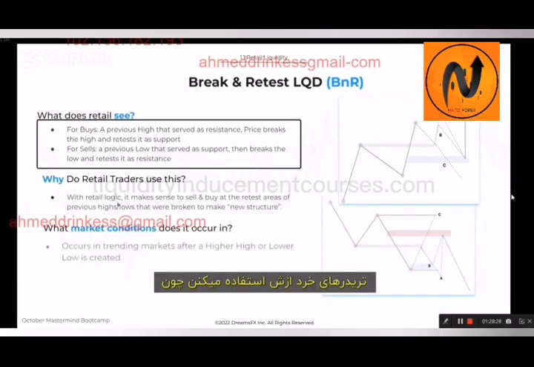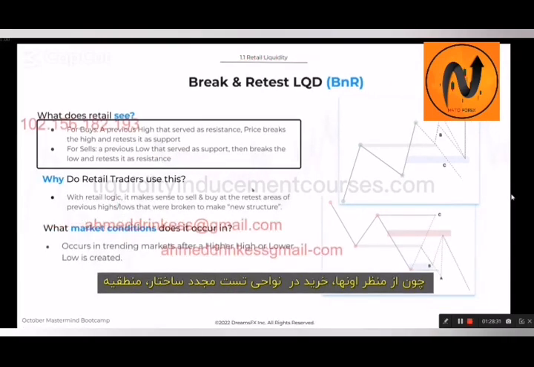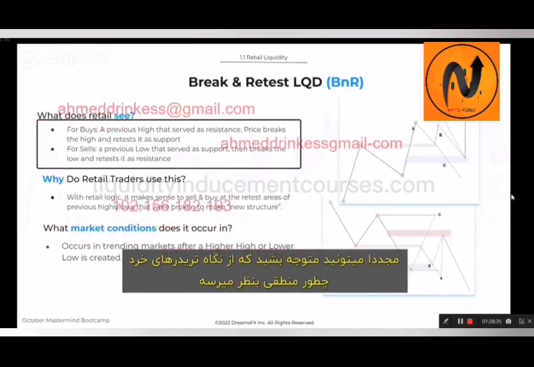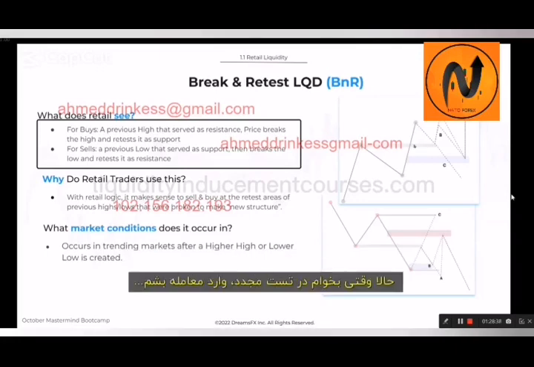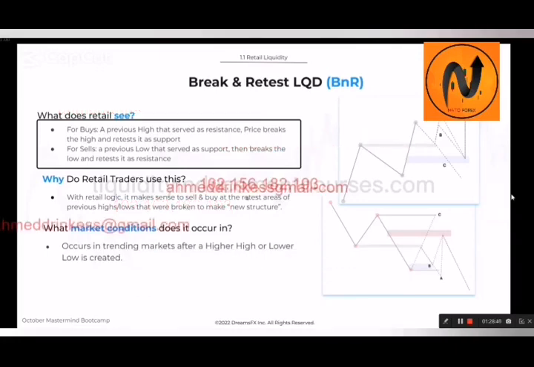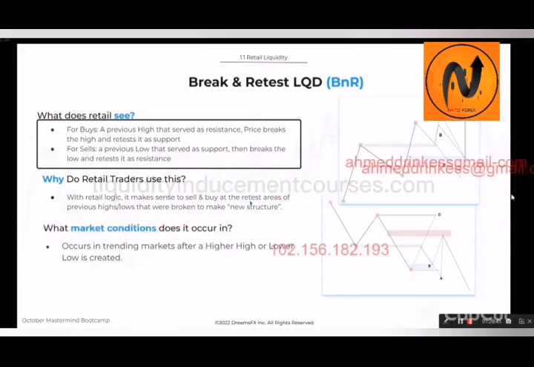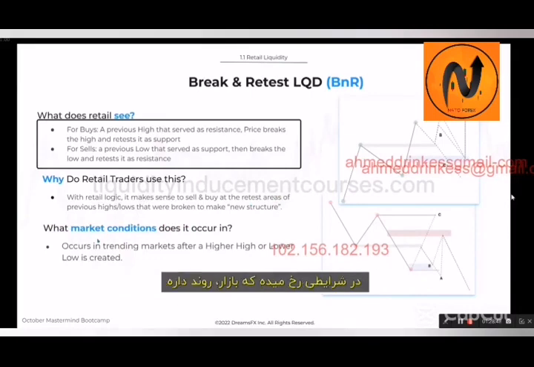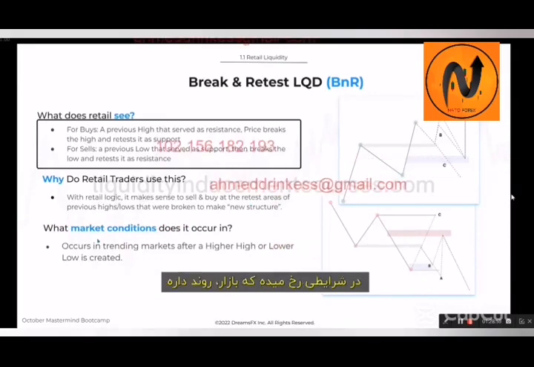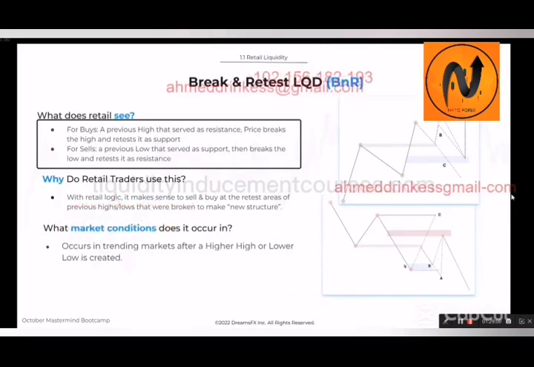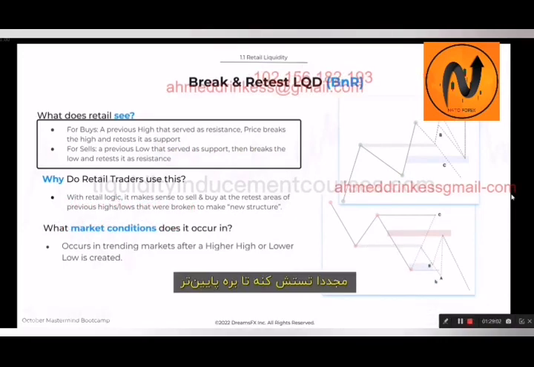Retail traders use it because with retail logic, it makes sense to buy at the retest areas of structure. Again, you can understand how it makes sense from a retail perspective. Oop, it was tested once. I'm going to trade on the retest of it. And it's just in a bullish market, bearish market, making that new structure. Now, what market conditions does it occur in? It occurs in trending market conditions as it requires a high to be broken and retested to go higher, or a previous low to be broken and retested to then go lower. That's what they're anticipating.